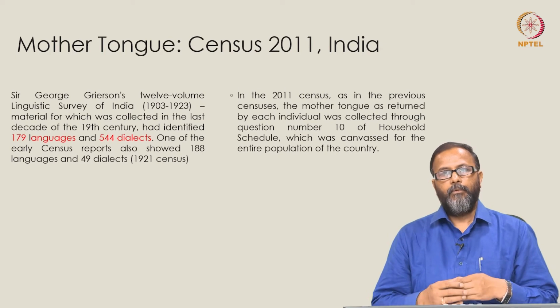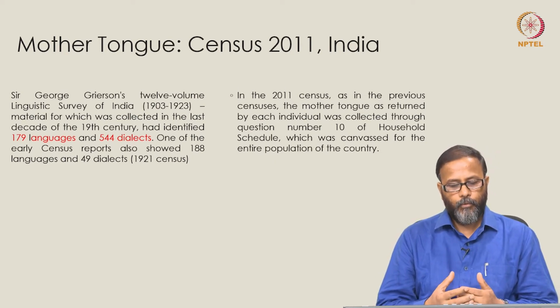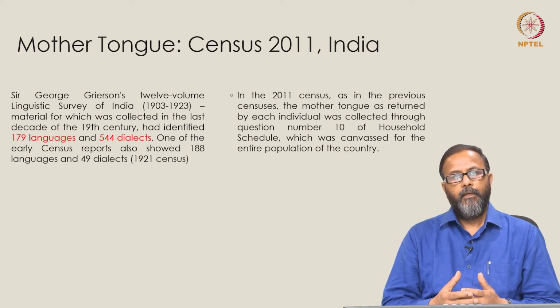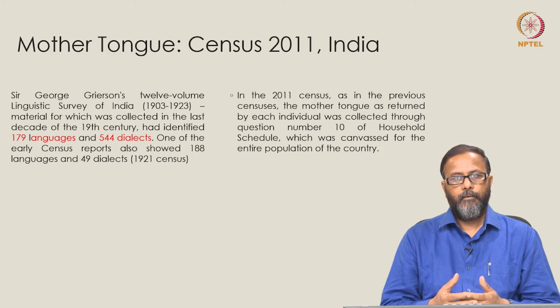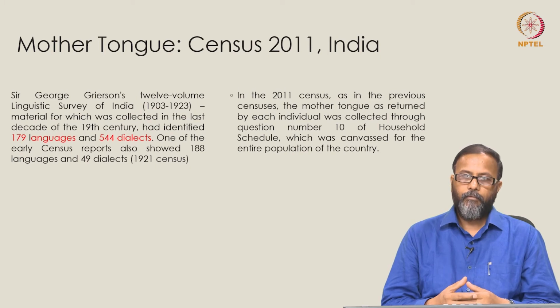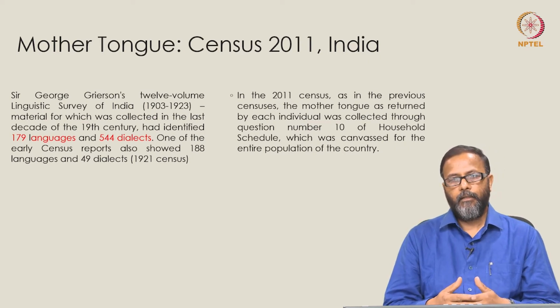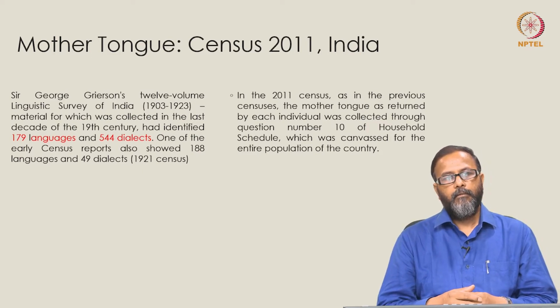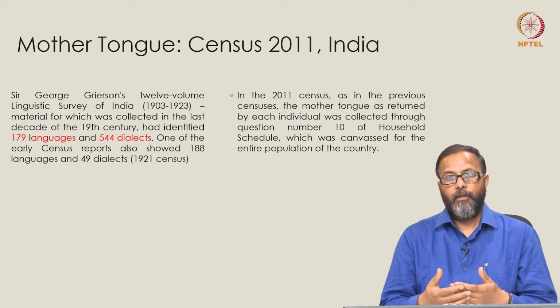If you look at the early source to quantify the total number of languages in India, Sir George Grierson produced 12 volumes of a monumental work, the Linguistic Survey of India, between 1903 and 1923, a span of 20 years. He surveyed British India, pre-independence, and came up with a total of 179 languages and 544 dialects. Now, the question of language and dialect is still debatable. The exact linguistic difference between language and dialect is still debatable, and we cannot arrive at a definite definition of it.